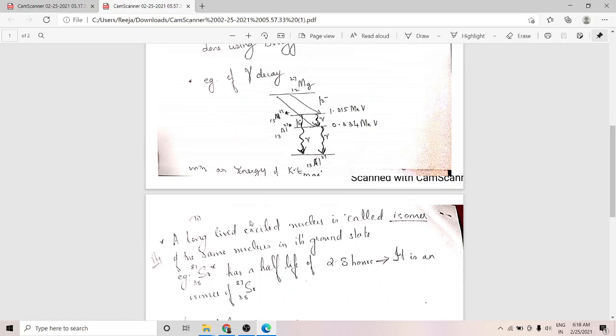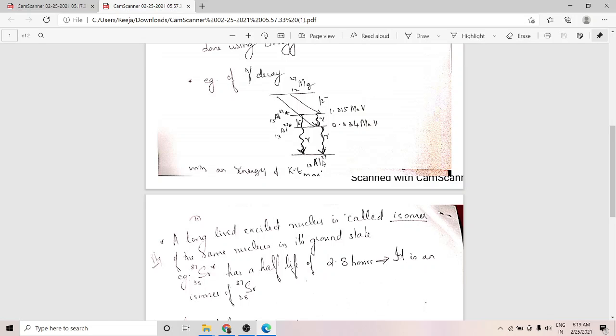Now this is an example of a gamma decay. Here first magnesium 12, 27 undergoes beta decay, and it becomes aluminium 13, 27 in its excited state. This excited aluminium returns to the ground state either in this manner, emitting a single gamma ray photon, or it first undergoes a transition emitting a gamma ray of lower energy here, and then it emits one more gamma ray to return to the ground state. So in both these fashions, the excited aluminium can return to its ground state.